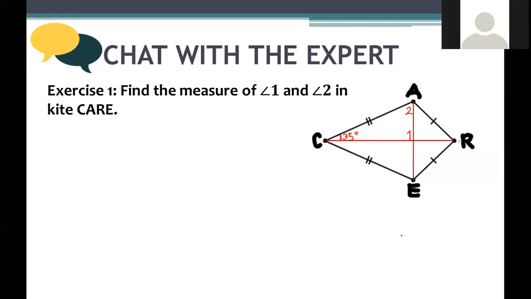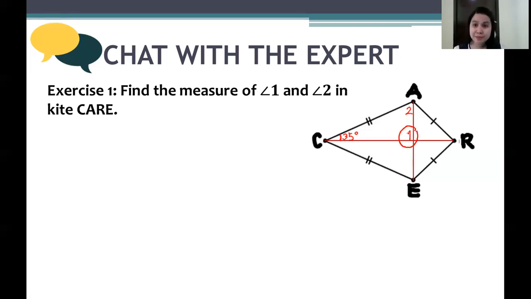What is the measure of angle 1? Can you see my screen, right? This is angle 1. 90 degrees. Oh, very good, AP. It's 90 degrees. And the measure of angle 1 is 90 degrees.